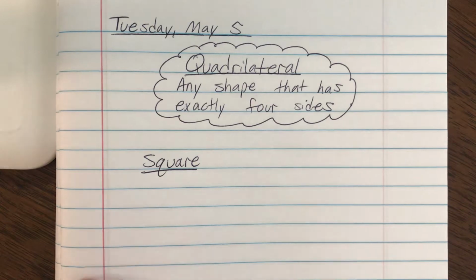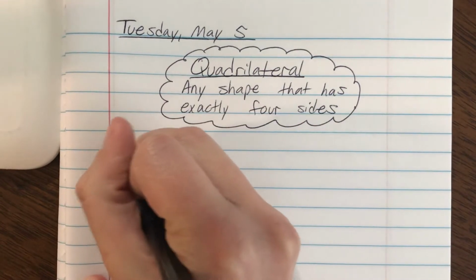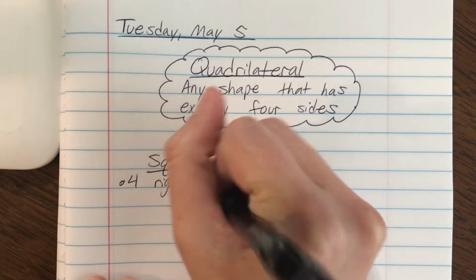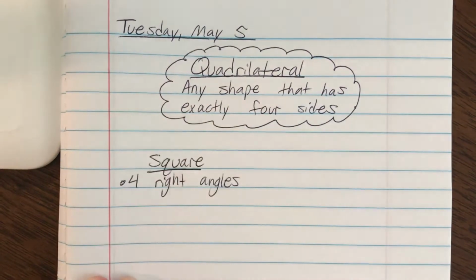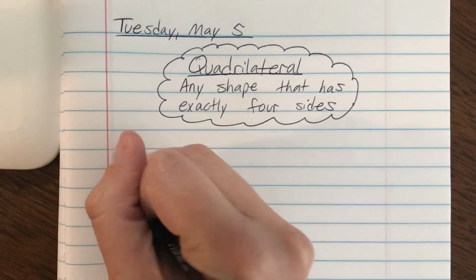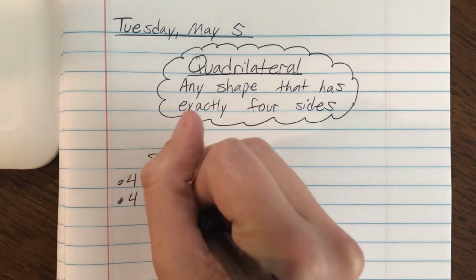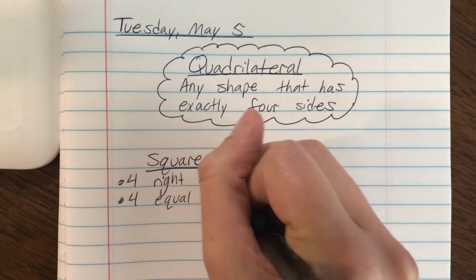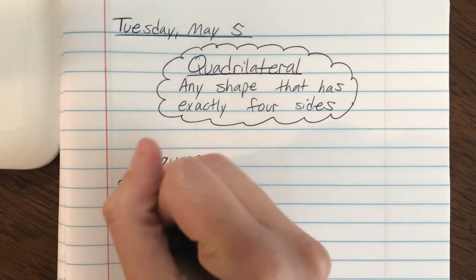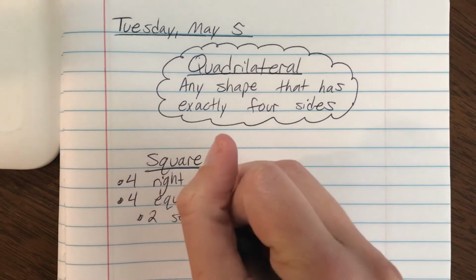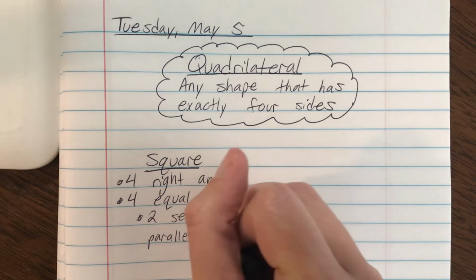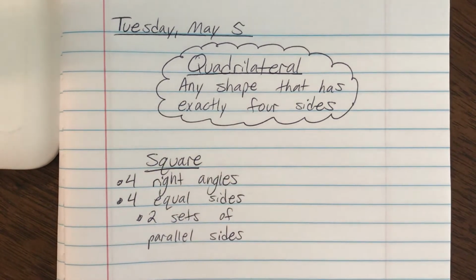So a square, the first thing that we're going to talk about with our square, it has 4 right angles. It is also going to have 4 equal sides. With it having 4 equal sides, it's going to have 2 sets of parallel sides, and we'll talk about that in just 1 second.